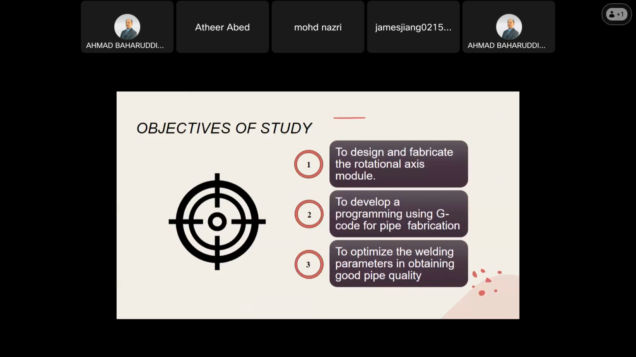So the objectives of the study are to design and fabricate a rotational axis module, then to develop a program using G-code for pipe fabrication. The next one is to optimize the welding parameters to obtain good pipe quality. So currently I'm focusing on three objectives together to form the best pipe fabrication using the rotational axis module.